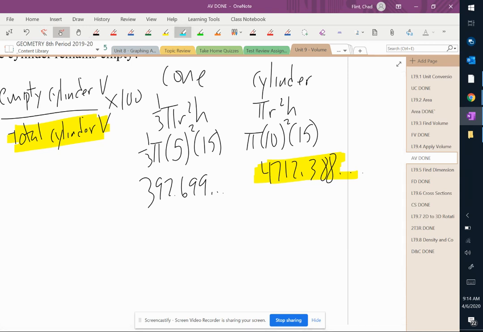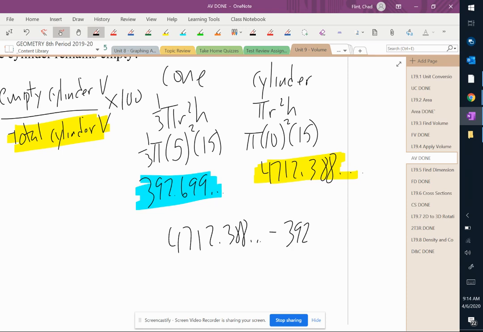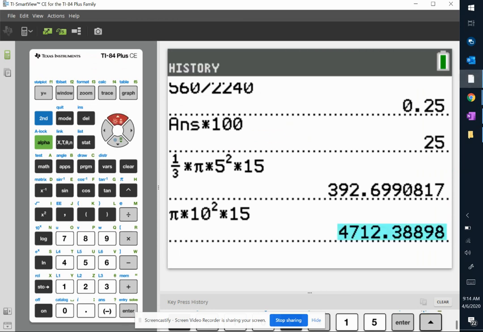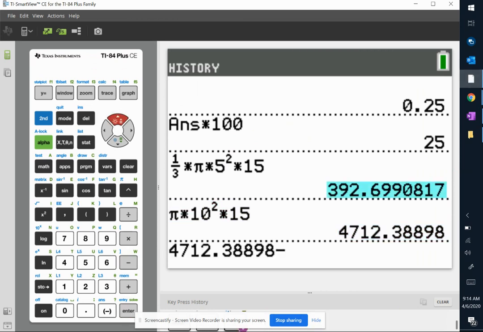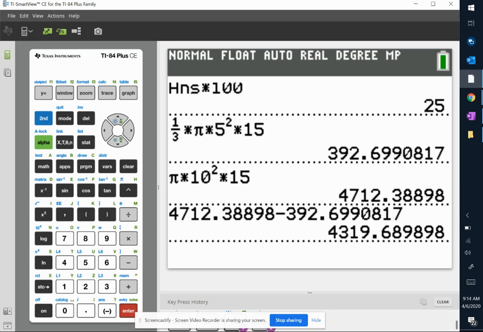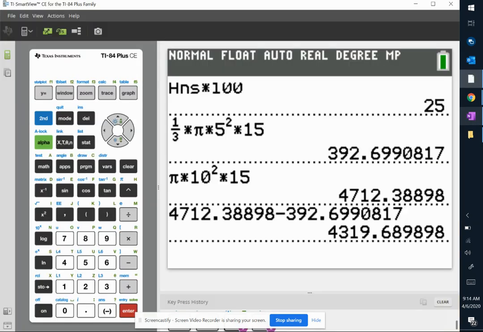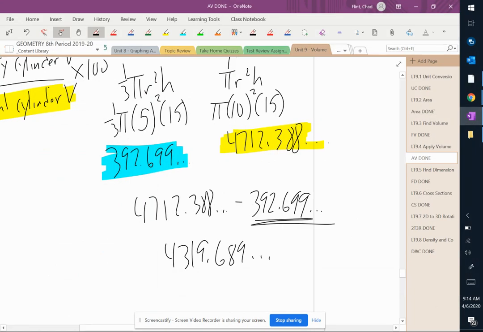So this amount right here, this 392.699, that's going to be how much water is in the cylinder, which means to know how much empty space I have left, I'm going to subtract them. That's going to tell me how much space is still in there because I put this much into the cylinder, which means whatever is left over is what's still empty. So it's going to be this minus this. So there's still 4319.689 empty.